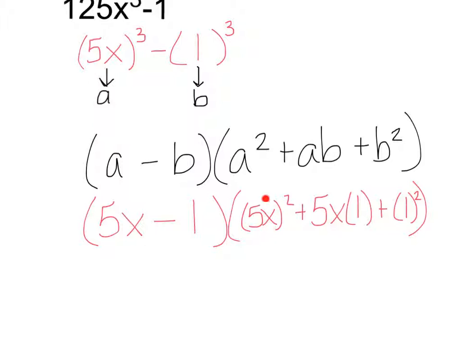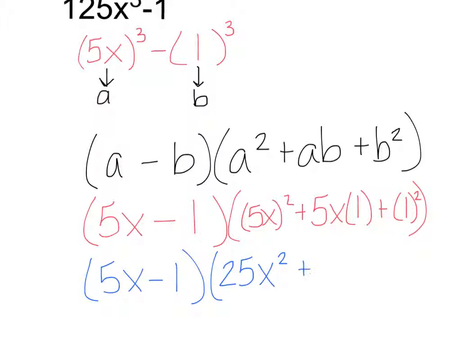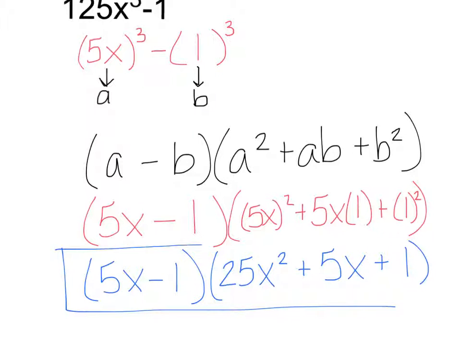The tricky part here is that 5x needs to be in parentheses because we got to square the 5 and the x. So we'll have 5x minus 1. That was already simplified. What's 5 squared? 25. So 25x squared plus 5x plus 1 squared is just 1. So there's your answer.